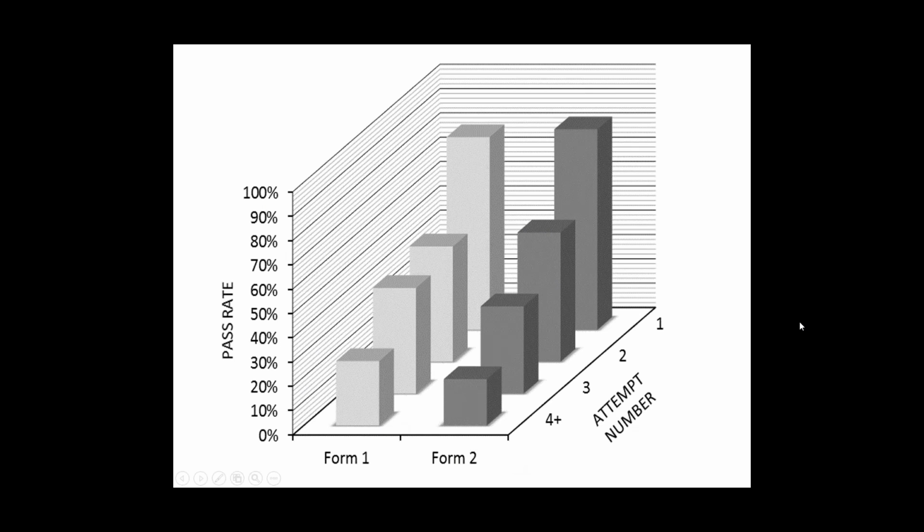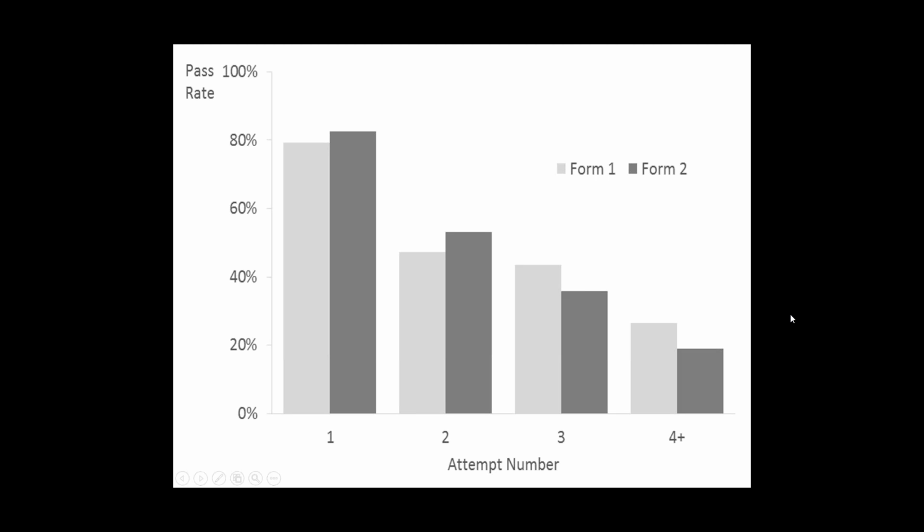It's unnecessarily complicated. What would be a simpler version of a graph like this that can tell us exactly the same information? Well, here's a 2D version of the same graph, and it's much easier to read. Attempt number 2 for Form 2, we can see it's right in that about 50% range. We still see the same overall trend that we saw before. We still see that the forms are similar, but it's just in a more compact, easy to understand package.